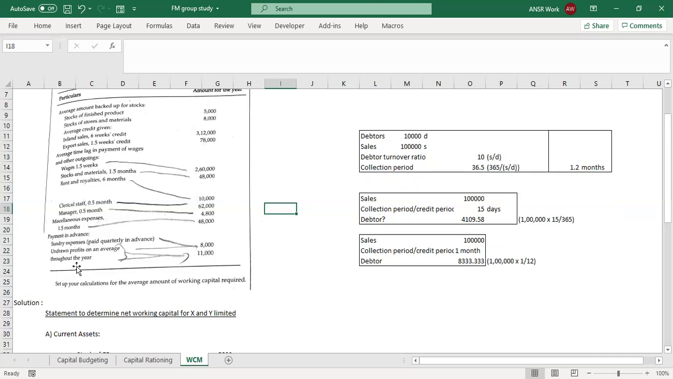One more thing is there: unrun profits on an average throughout the year. What is this? Current asset or current liability? It's neither current asset nor current liability. One person should figure out from the name itself what it is part of. Shareholder equity. That's absolutely correct. I expected a little bit more: it's actually part of retained earnings. It's not current asset, not current liability. If you're not able to connect to the concepts of semester 1, that's all right.